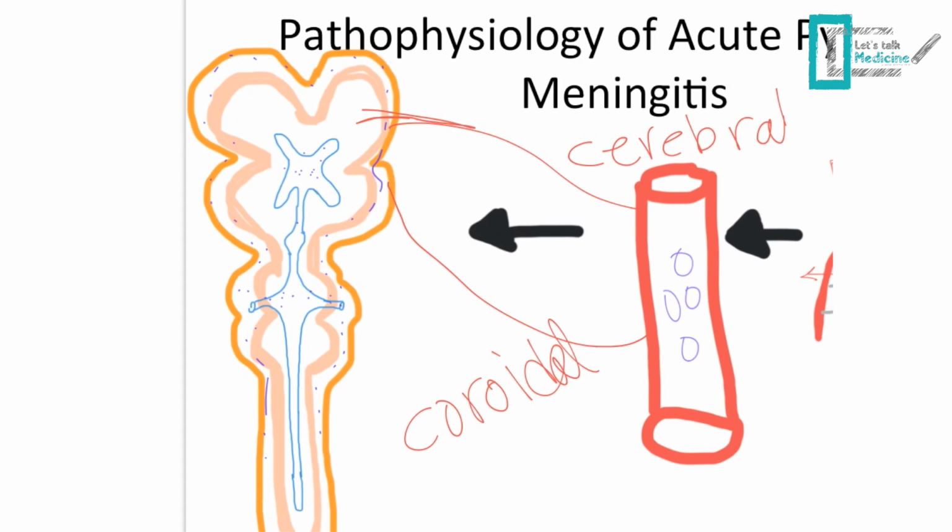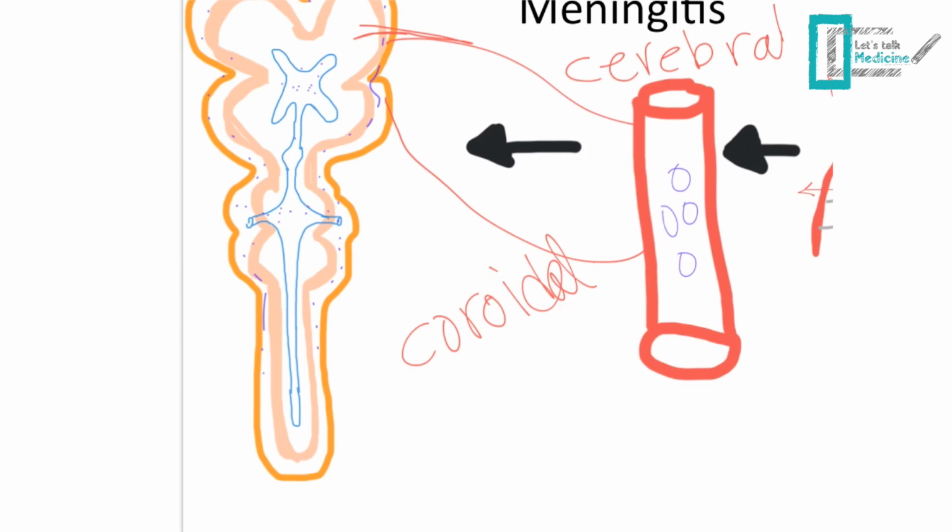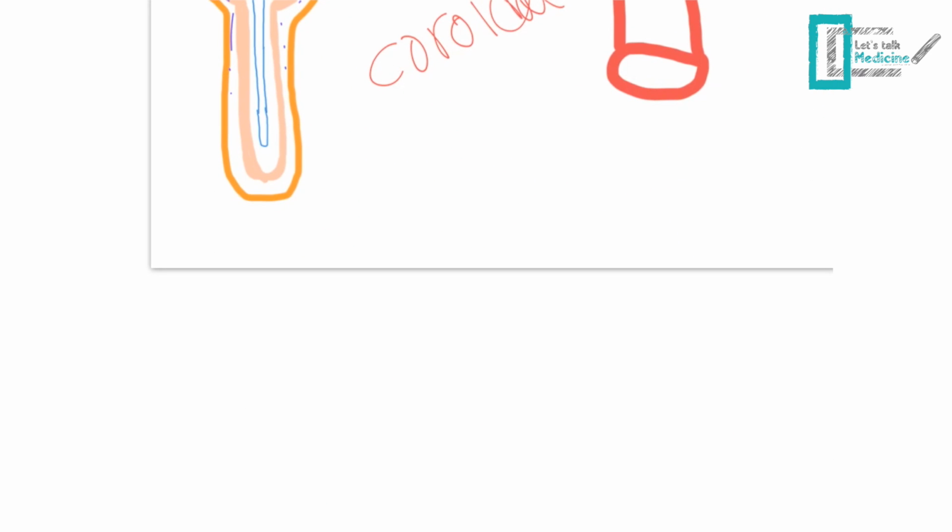So what immunological responses do we have against that? As we know, most of the organisms that cause meningitis are encapsulated, like Neisseria meningitidis, Haemophilus influenzae, and strep pneumoniae. Most of them are encapsulated, so they have antiphagocytic material.